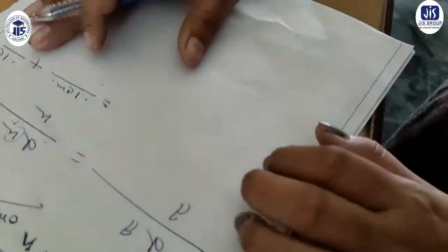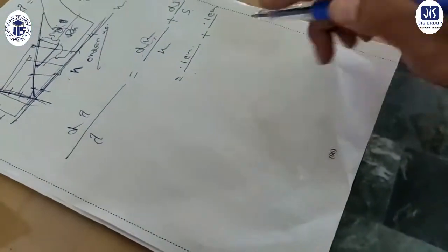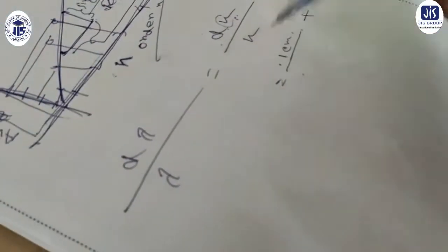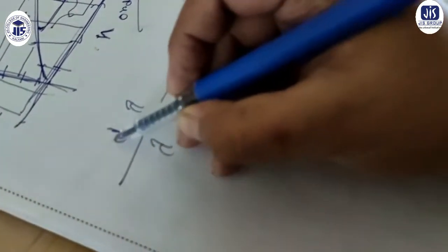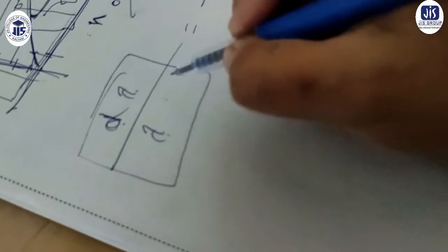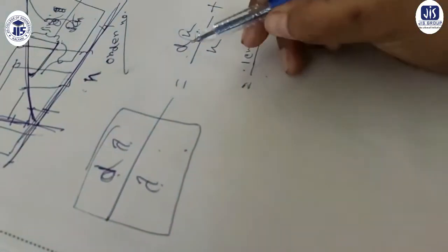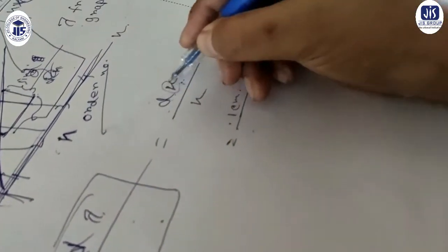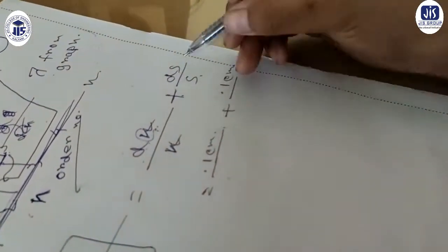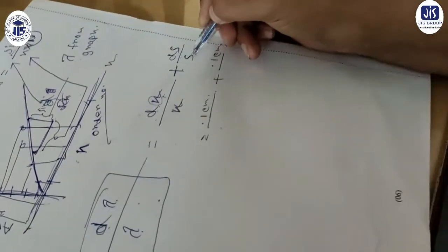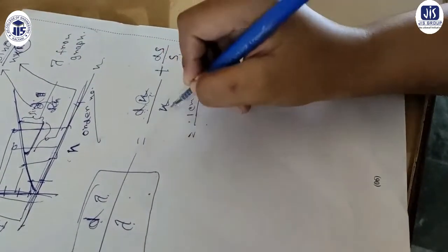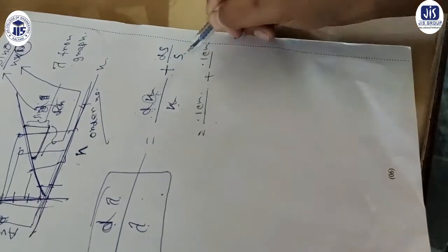Coming to the next part, we are going to calculate the maximum proportional error of this. Maximum proportional error means del lambda by lambda. We will have to calculate del lambda by lambda. So del lambda by lambda is equal to del x by x plus del s by s.